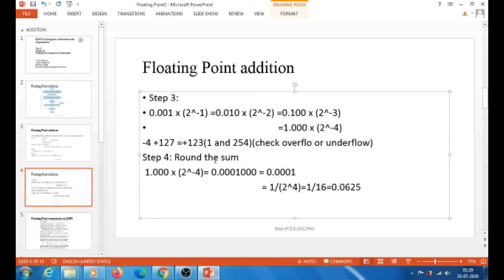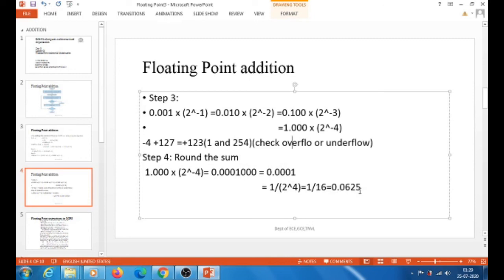So we can directly represent this as 1.000 times 2 raised to minus 4, which can be written as 0.0001000 to the base 2. The trailing 0s don't take any value, so we can omit them, or we can say the registers are meant only for 4 bits, hence we can take 0.0001. If I represent this in powers of 2, it is 1 divided by 2 power 4, because 4 digits lie to the right of the decimal point. So 1 divided by 2 power 4 is 1 divided by 16, which is equal to 0.0625.